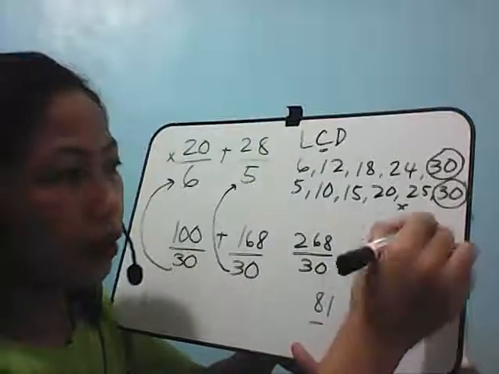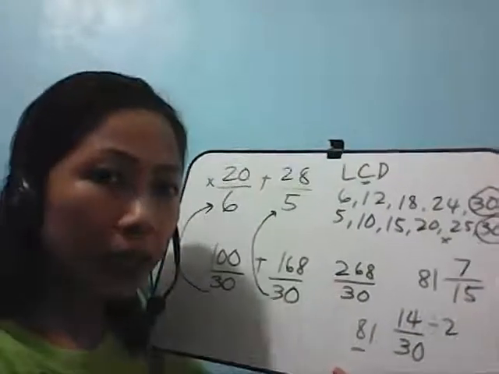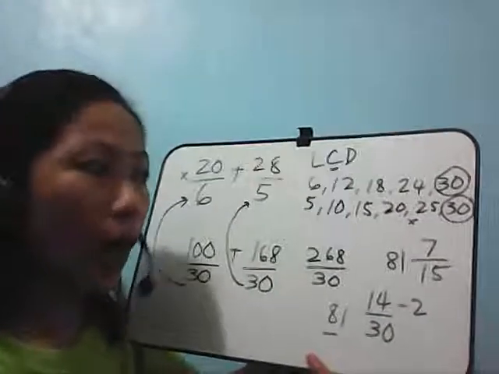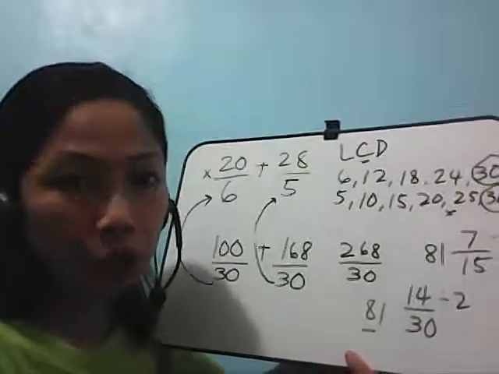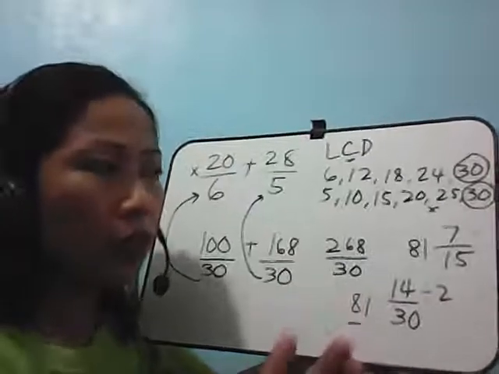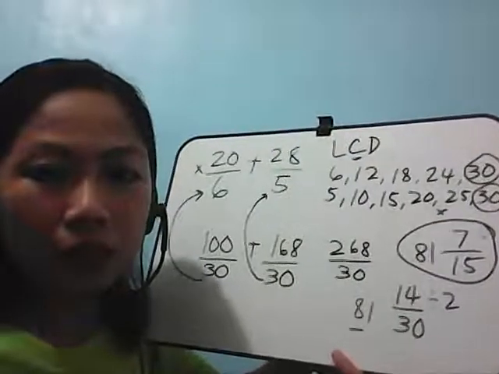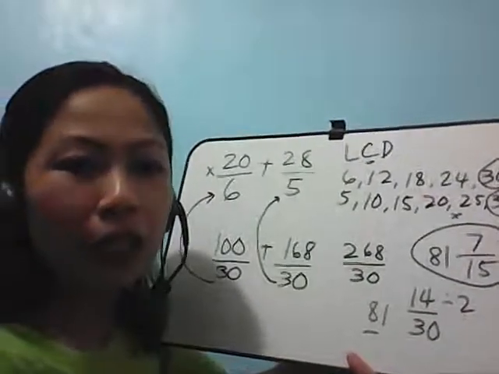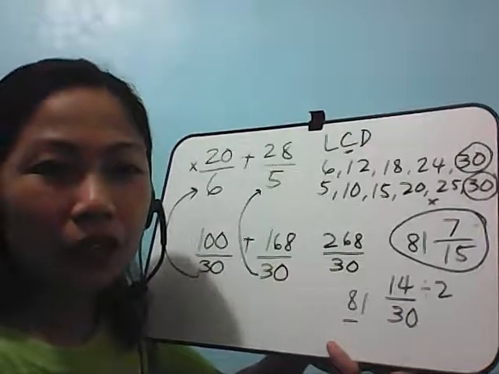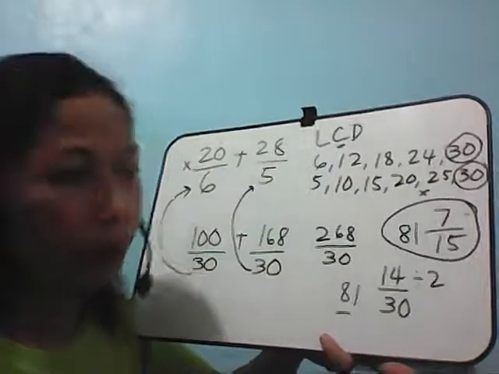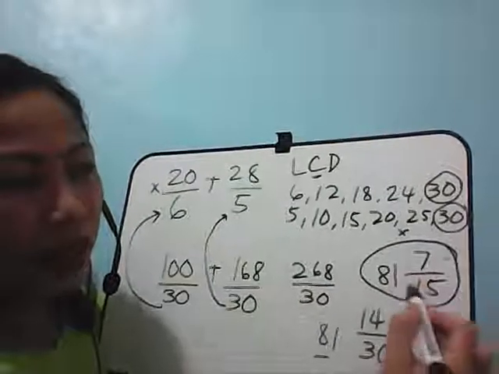That's it. So, question, teacher, i-reduce pa ba natin sa lowest term? No na. Why? Because 7 and 15, wala naman po silang common factor. Na parang sinasabi natin na 2 or 4 or 6. Wala naman silang common factor. So, this is our final answer. Yeah, medyo maingay na. Kaya kanina na-mute ko. So, we will continue this na lang tomorrow. Okay? So, our final answer is 81 and 7 over 15.